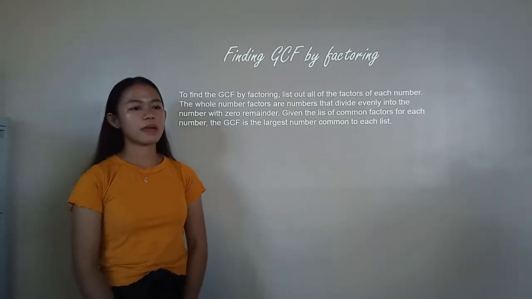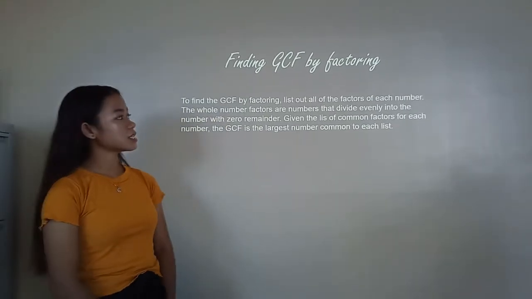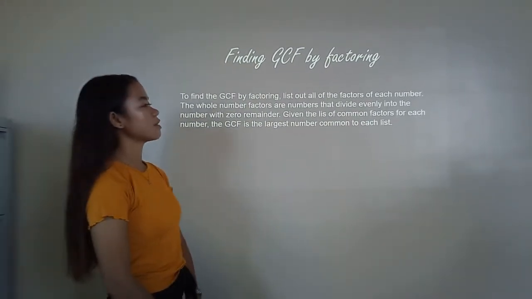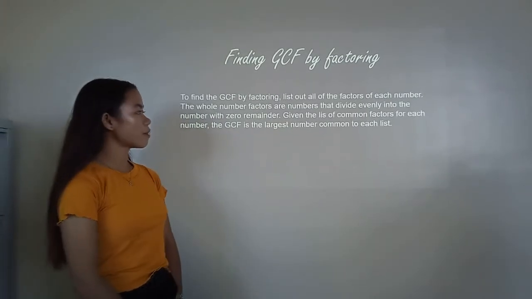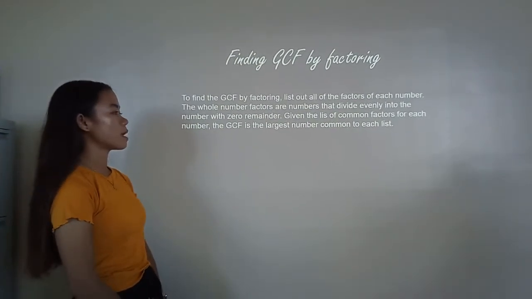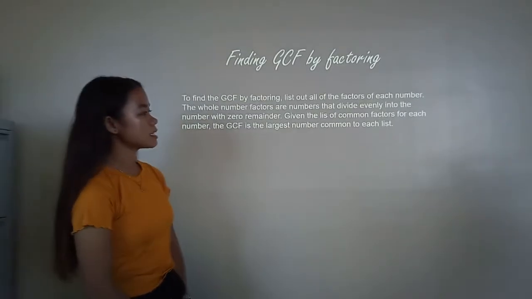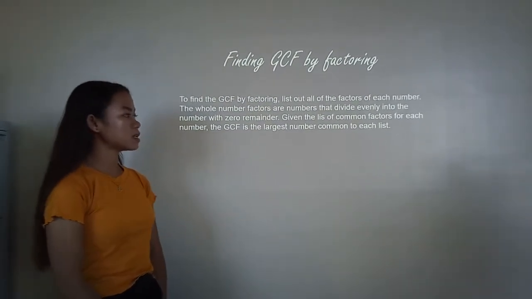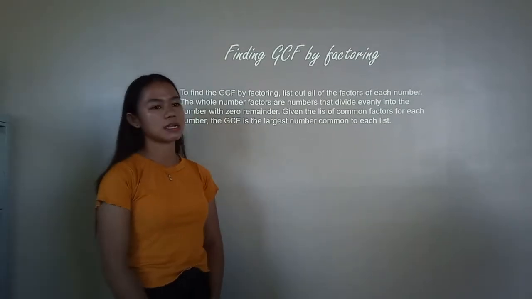Finding a GCF by factoring. To find the GCF by factoring, list out all of the factors of each number. The whole number factors are numbers that divide evenly into the number with zero remainder. Given the list of factors for each number, the GCF is the largest number common to each list.